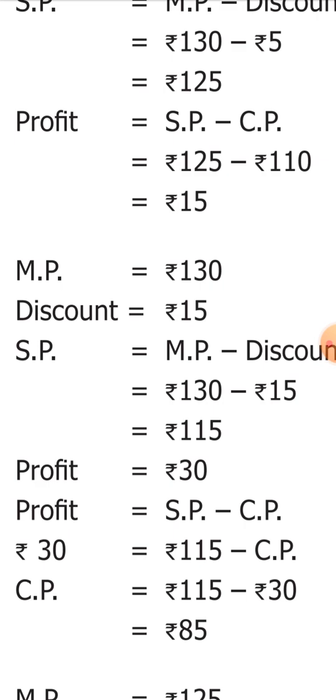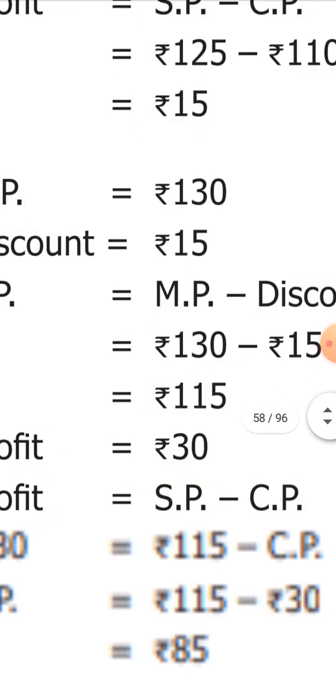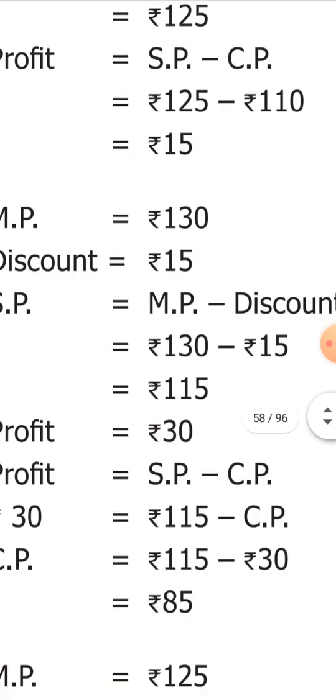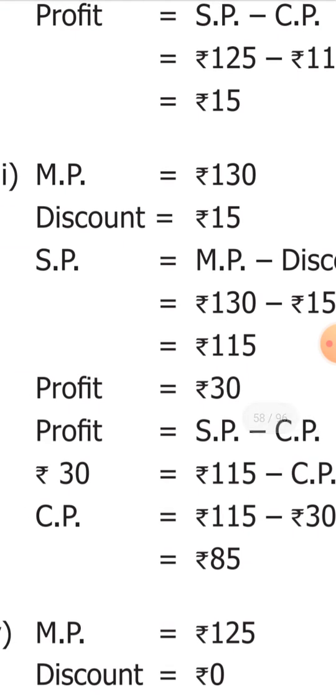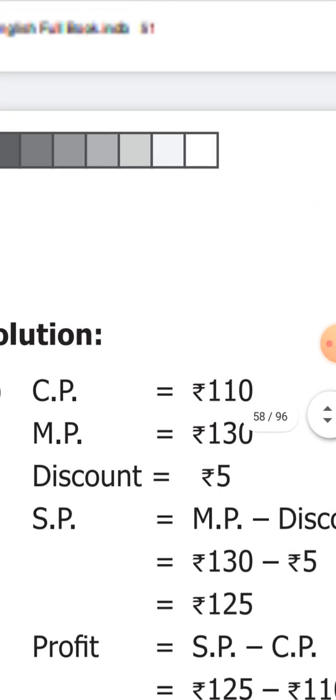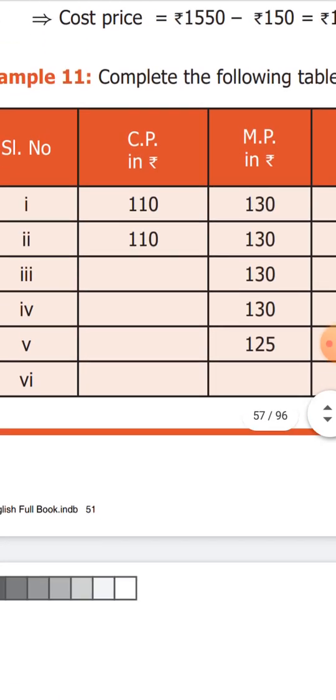So now we have to find the CP value. Profit is equal to SP minus CP. This is the formula. Substitute profit 30, and SP, which we just found, 115, minus CP. After rearranging the terms, you will get 115 minus 30, which is 85. That is your CP. Okay, similarly the fourth, fifth and sixth rows you can do on your own.